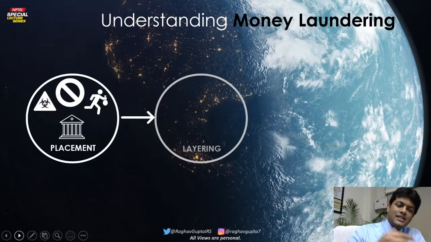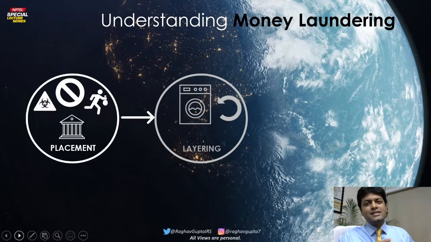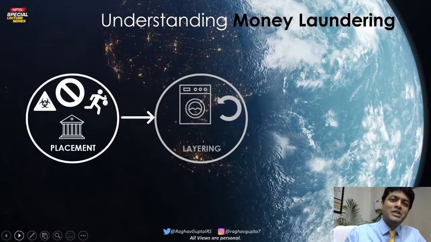Layering essentially means that this particular fund, which has now been placed into the system, would be rotated again and again using any of these methods in order to distance the source from the funds. And you can see there's a washing machine part being shown there. This is again part of the laundering process. Bit by bit, you're cleaning that dirty money by using it as a washing machine.